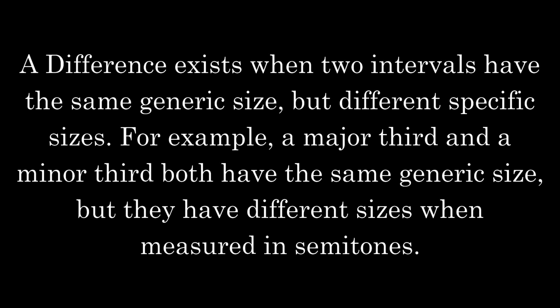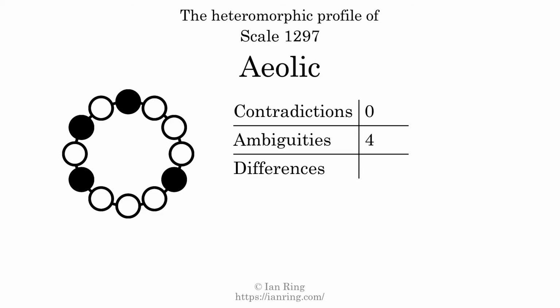A difference exists when two intervals have the same generic size, but different specific sizes. For example, a major third and a minor third both have the same generic size, but they have different sizes when measured in semitones. The number of differences in this scale is 13.